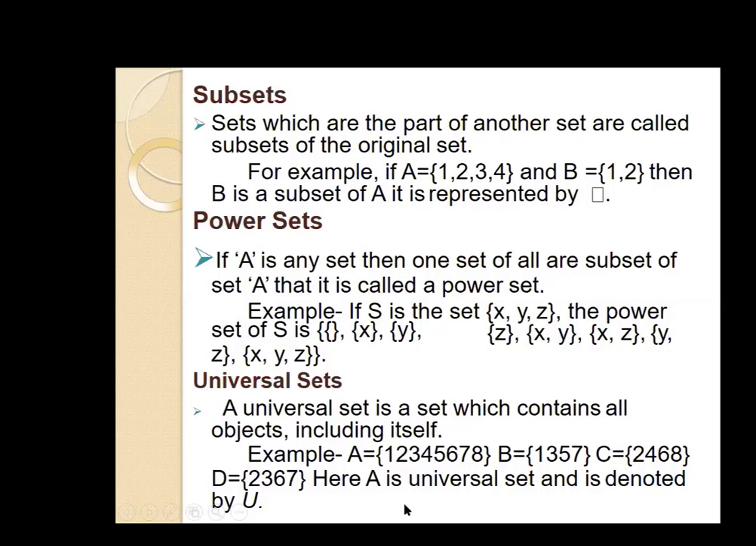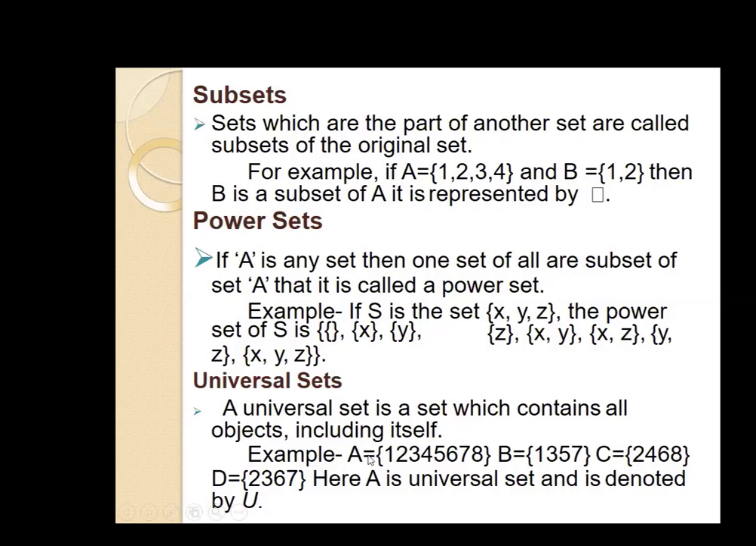Now moving toward another type of set, that is called the universal set. Now what is a universal set? A universal set is a set which contains all objects including itself. You can say that the universal set is the biggest set which contains all the objects. Okay, like A is here, B is here, C, D. So among these sets, A is the universal set.